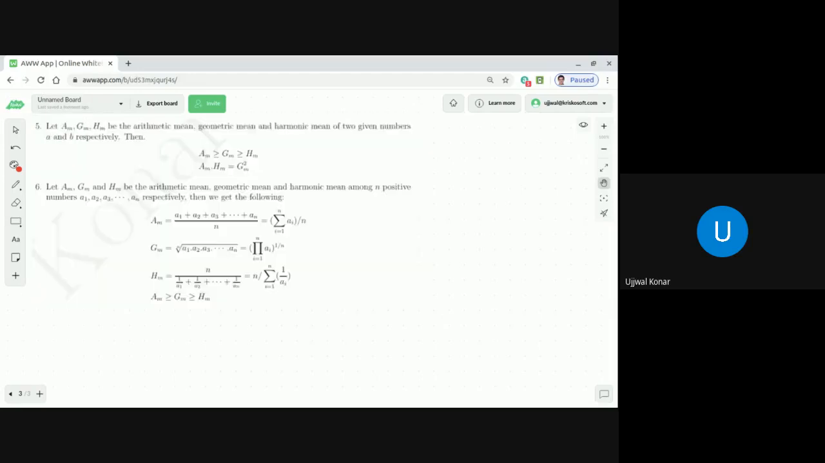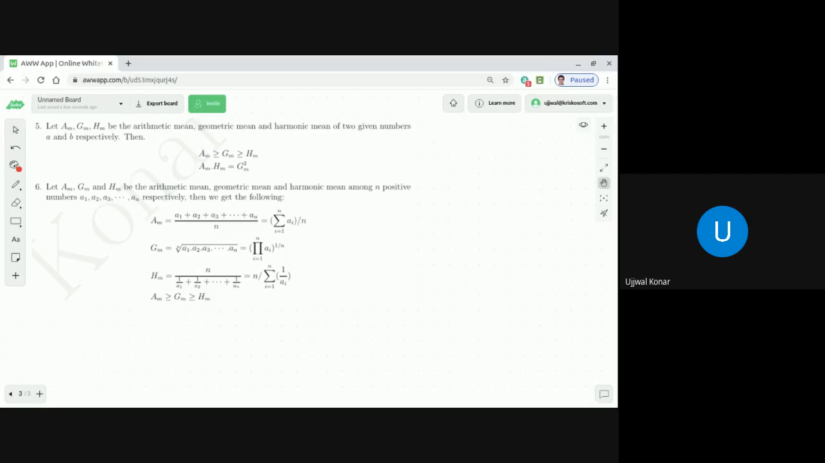Suppose we have 2 numbers a and b. By the way, any 2 numbers are always in arithmetic progression, always in geometric progression, and always in harmonic progression. Correct or not? Unless you introduce any third term. Let AM, GM, and HM, where M is the subscript here.